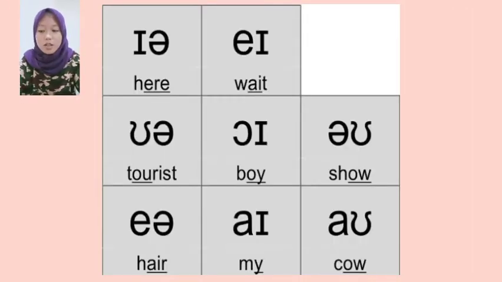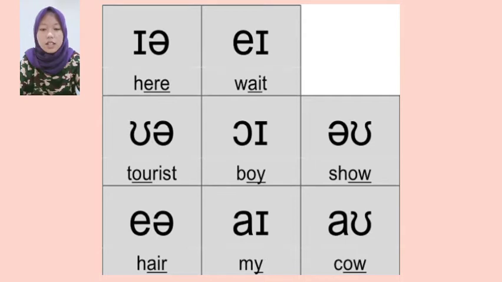Okay, now let's talk about the second part. It is diphthong. Diphthong is defined as a sound made by gliding from one vowel to another, represented phonetically by a sequence of 2 letters. And there are only 8 sounds in diphthongs.